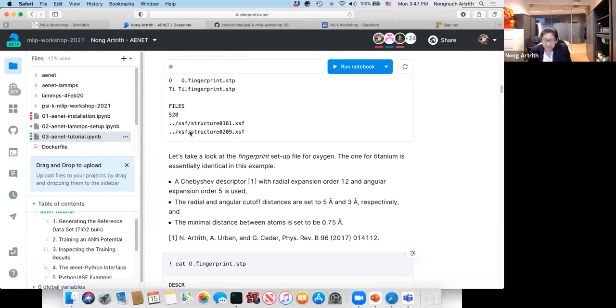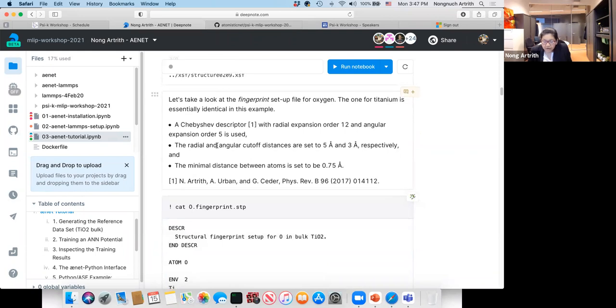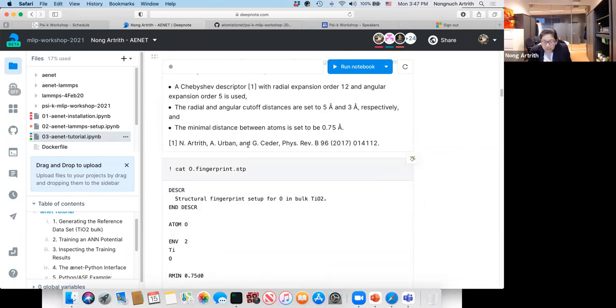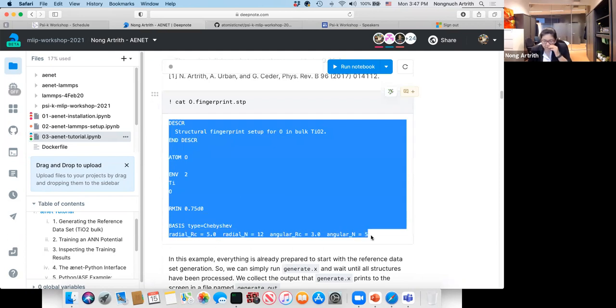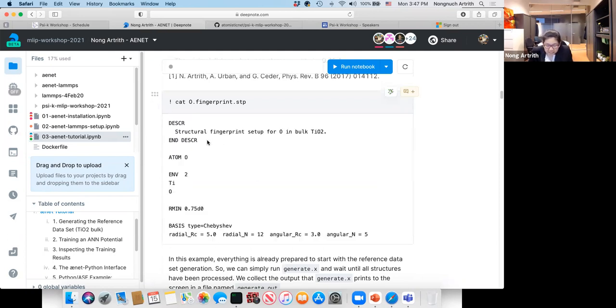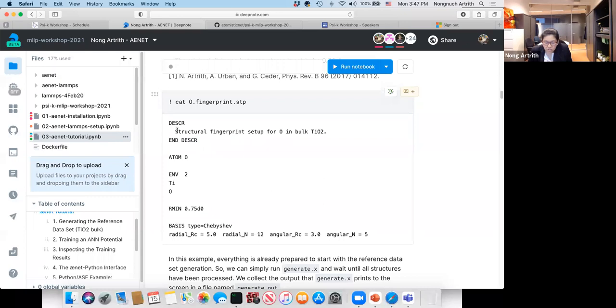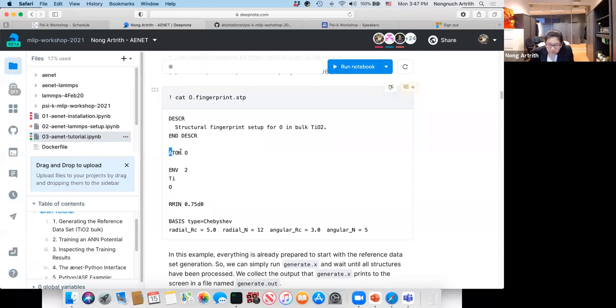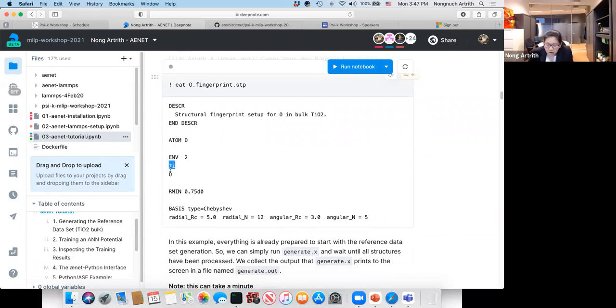So this is the generate.in. We basically just list what we have. Now looking at the fingerprint setup, for example for oxygen atoms. This is based on the Shepard descriptor. This is the input file that you use to describe your fingerprint setup. It is just text. You start with description and also end with it. This is just a note for you to remember what it is. And then we describe that the central atom is oxygen, and the local environment has two types of species, titanium or oxygen.